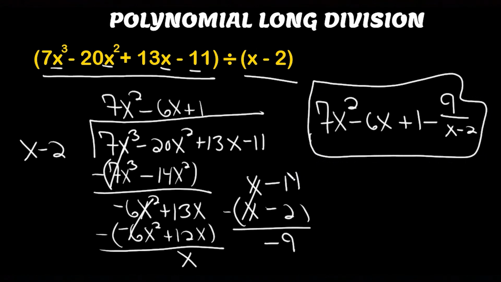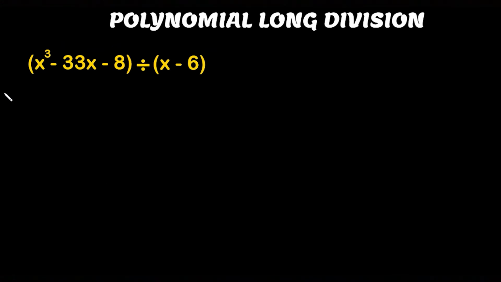Okay, all right, let's try another example. So here's our next example. And the first step that you want to do is you want to look at your dividend and you want to see if you're missing any powers. And I am here. You can see that I'm going from x cubed to x to my constant. So I'm skipping that x squared power, right? I don't have an x squared. So here's what you're going to do.